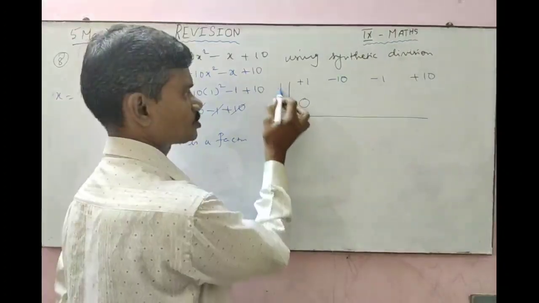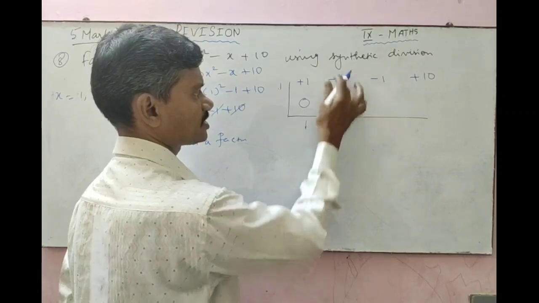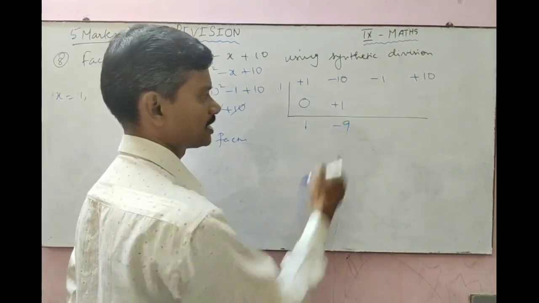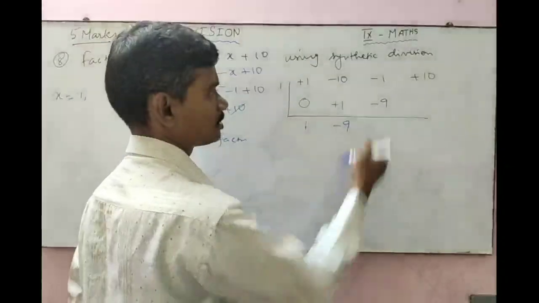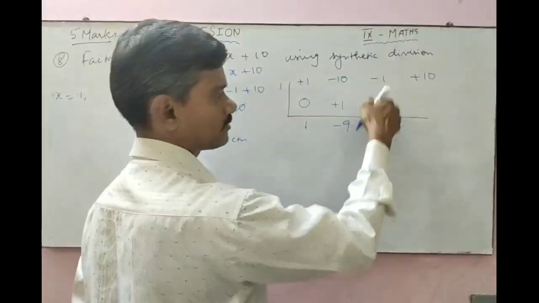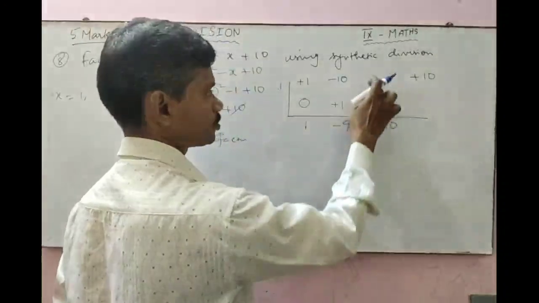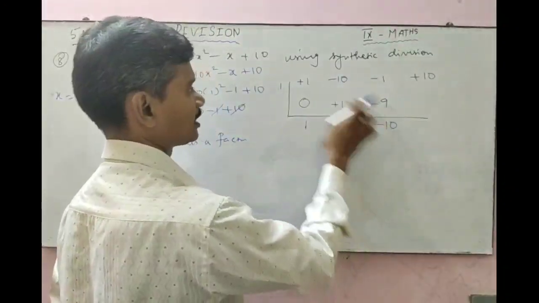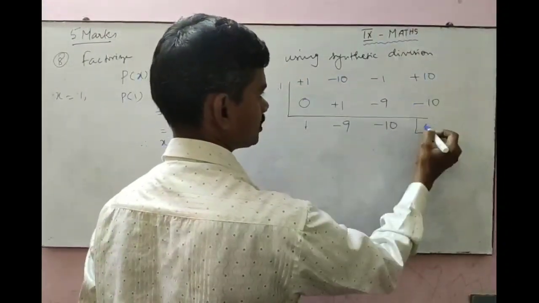Again you have to multiply these two numbers. 1 into 1 gives 1. Minus 10 plus 1. Different sign, subtract and put the greater number's sign, minus 9. Minus 9 into 1 gives minus 9. Again if you have the same sign, you have to add these two numbers. You will get minus 10. Minus 1 minus 9 gives minus 10. Again minus 10 into 1 gives minus 10. If you add these two, you will get 0.